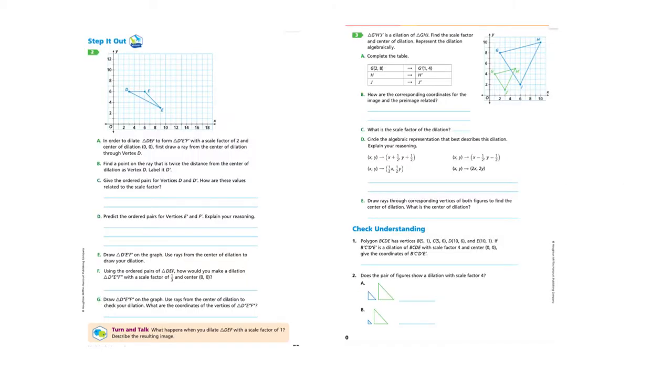So here we are at number 2. This is the step it out portion. So for these A through G, really take your time and just follow the directions step by step.